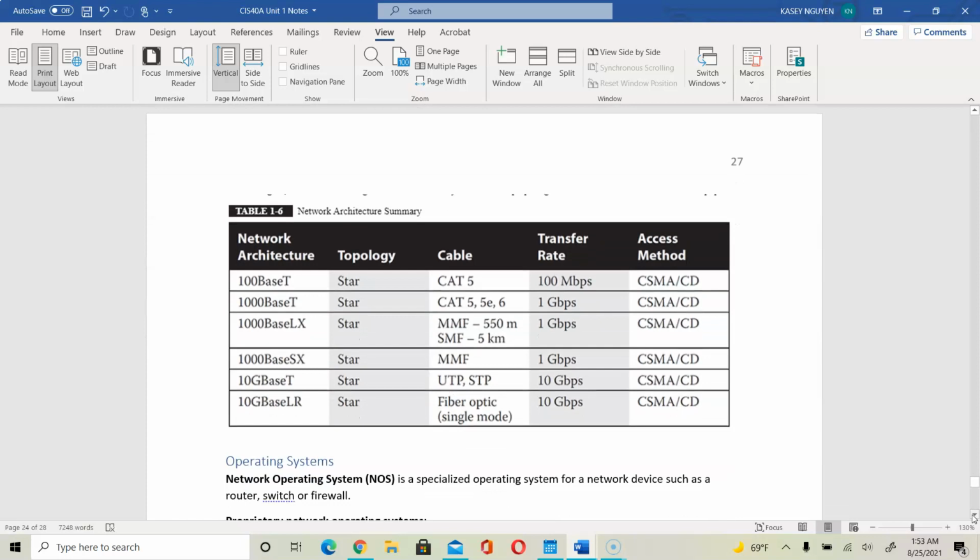And then the following table on page 24 shows you the topology, the type of cable, the type of network architecture, access method, and transfer. So in the network architecture, we would have the type of topology that you would implement, the cable that you would use, how fast that's going to transfer. That's depending on a lot of different areas. That's what we just listed.